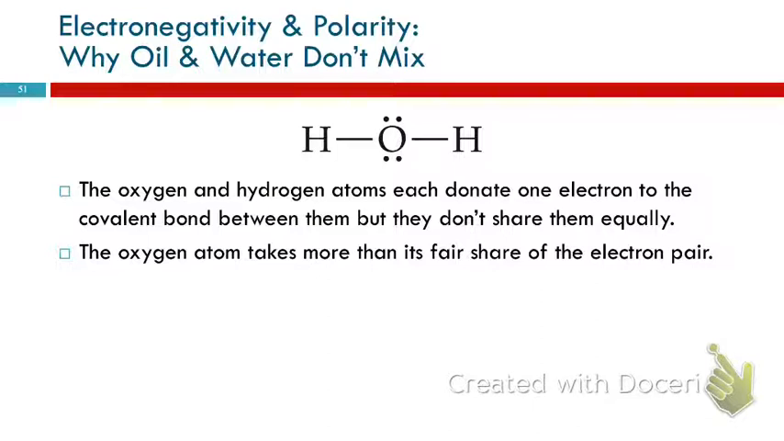Okay, that happens when people share things as well. If you've ever shared a bed with someone, you know that the blankets are not shared equally, right? There's always somebody who steals them and hogs the blankets. Well, that's the case with these electrons. Oxygen is the blanket hog. Oxygen takes more than its fair share of the electron pair. And that has big implications for properties of the molecule.